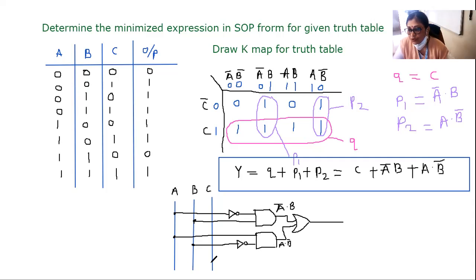Okay, you should provide C to the OR gate because to these two terms we have to add the variable C. So this is the third input. So this is C. Okay. So what will be this output? This output will be C plus A bar B plus A B bar.